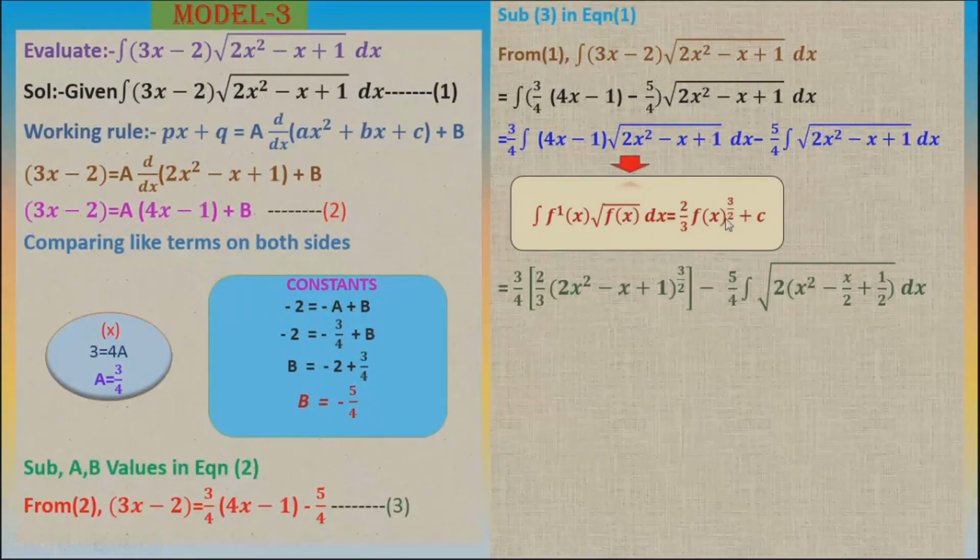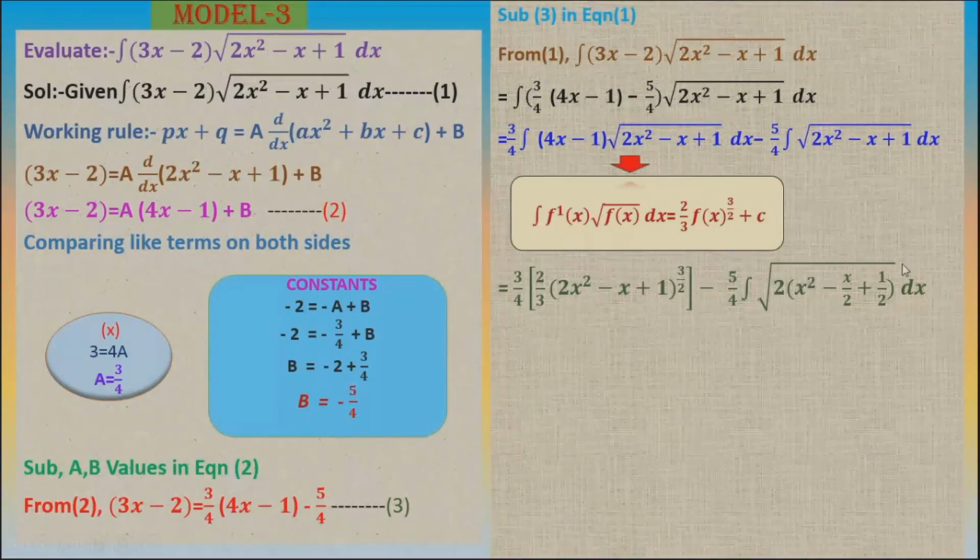Are you getting? Right. Minus 5 by 4 into integration of, here in the second term, it is a quadratic term, but it is not monic. So for converting into monic, I am taking 2 common from this. So by taking 2 common, it becomes x square minus x by 2 plus 1 by 2, into dx.